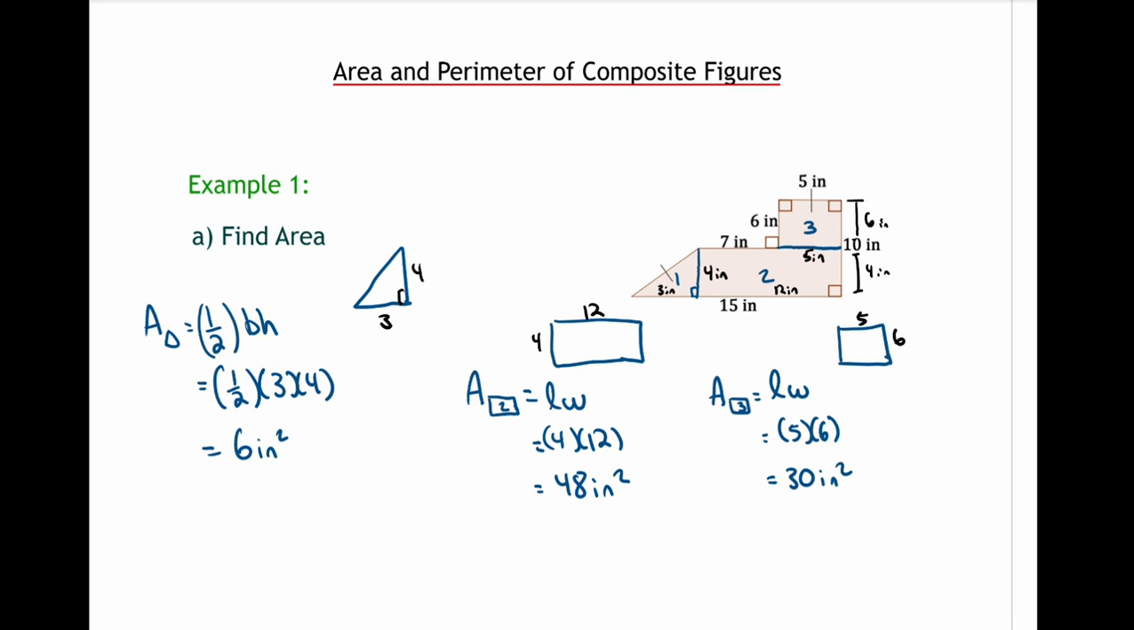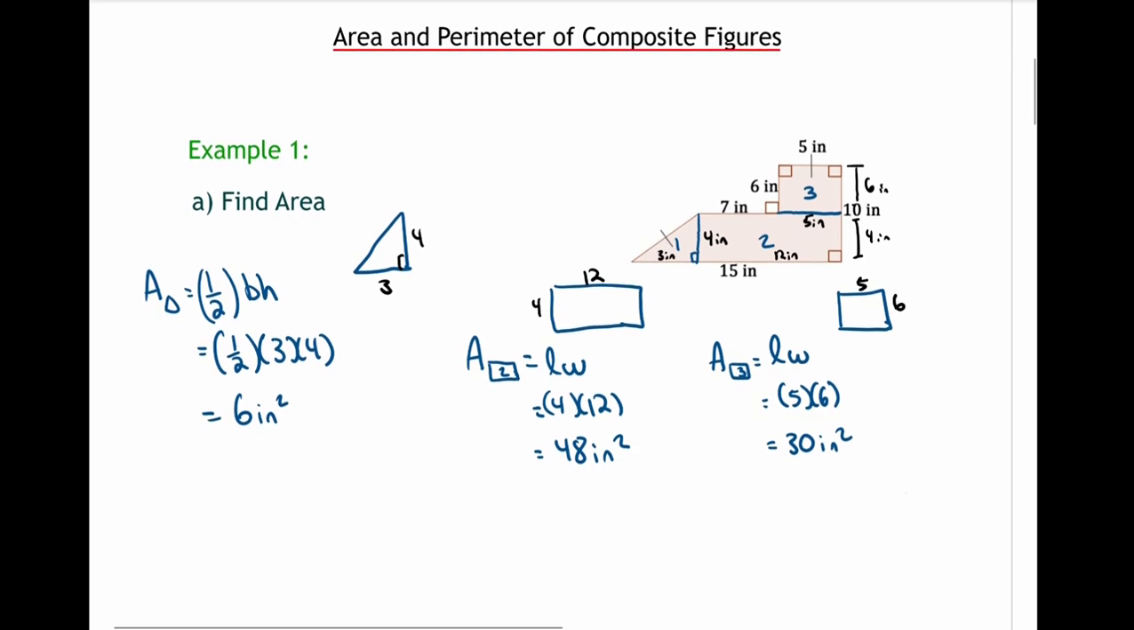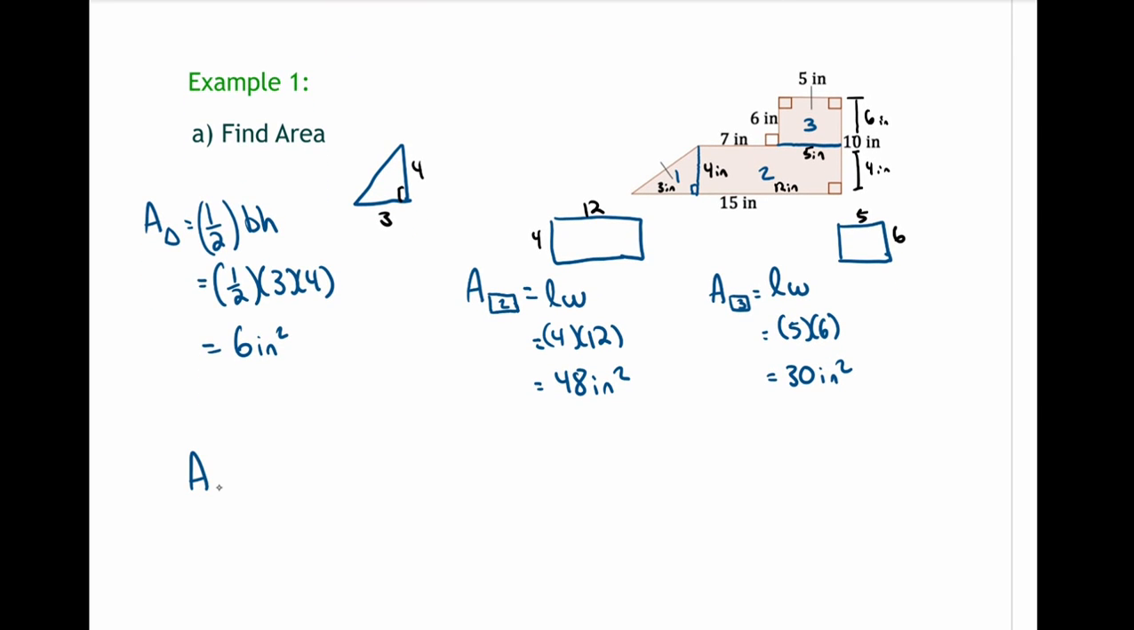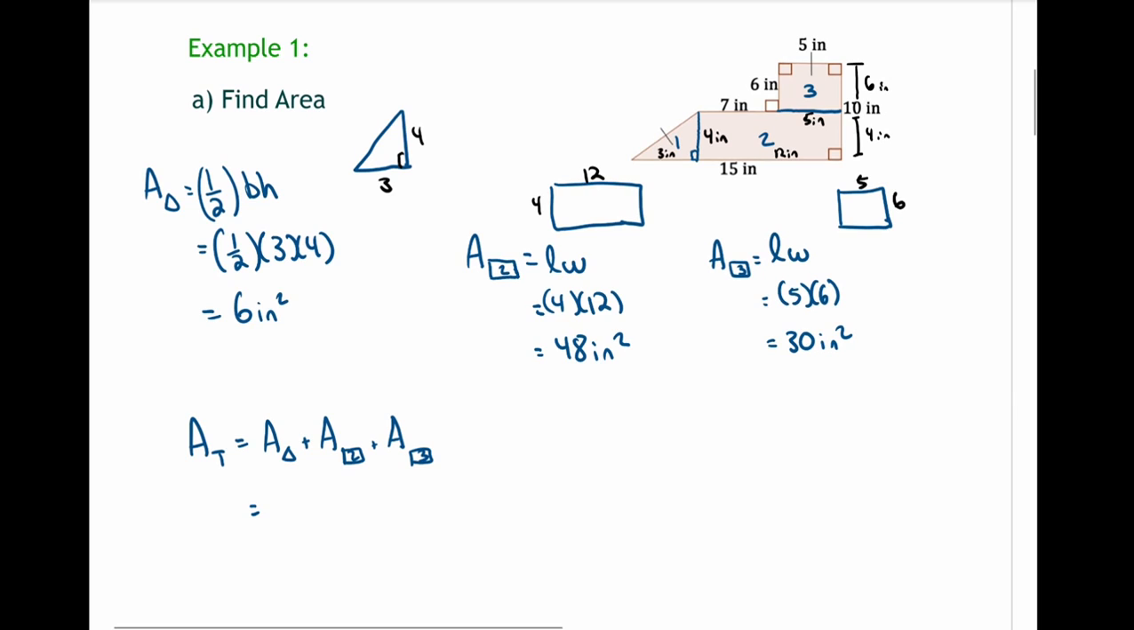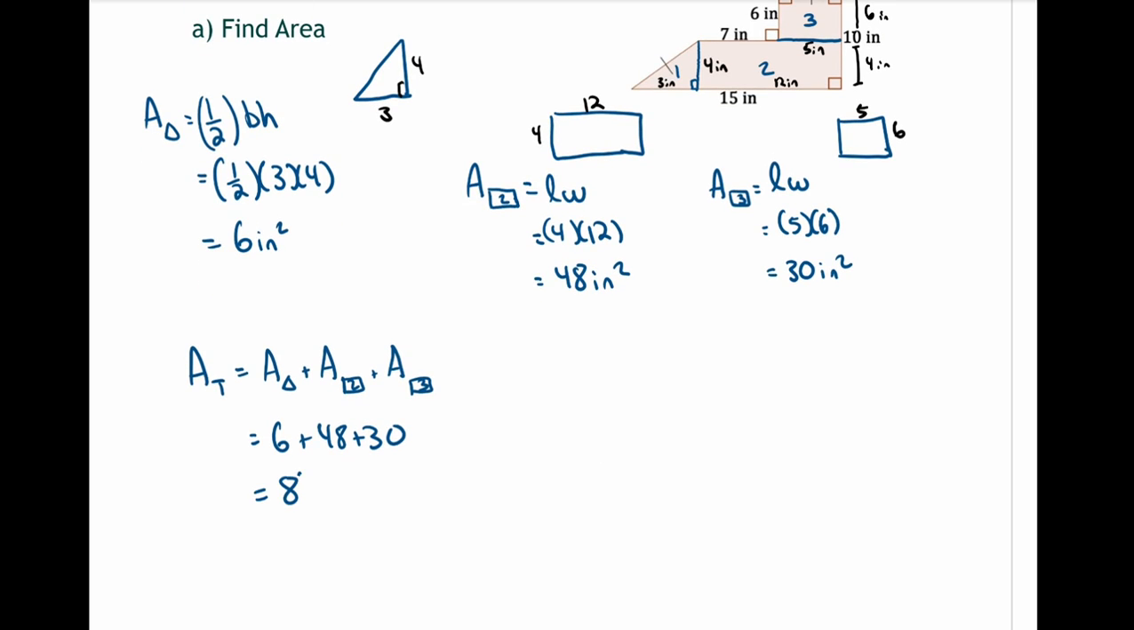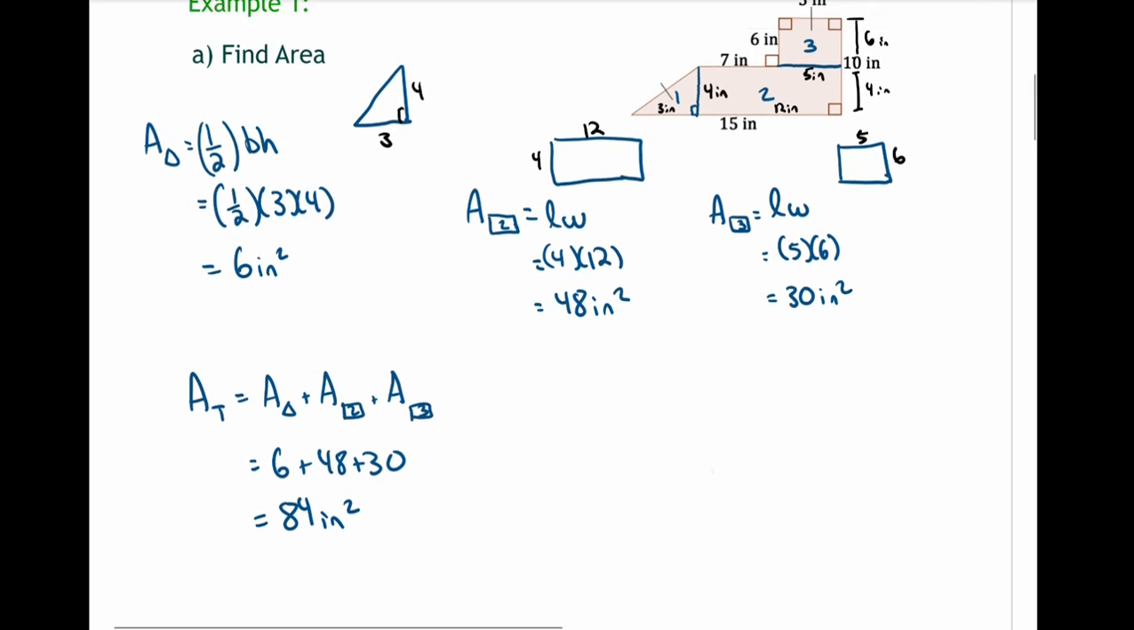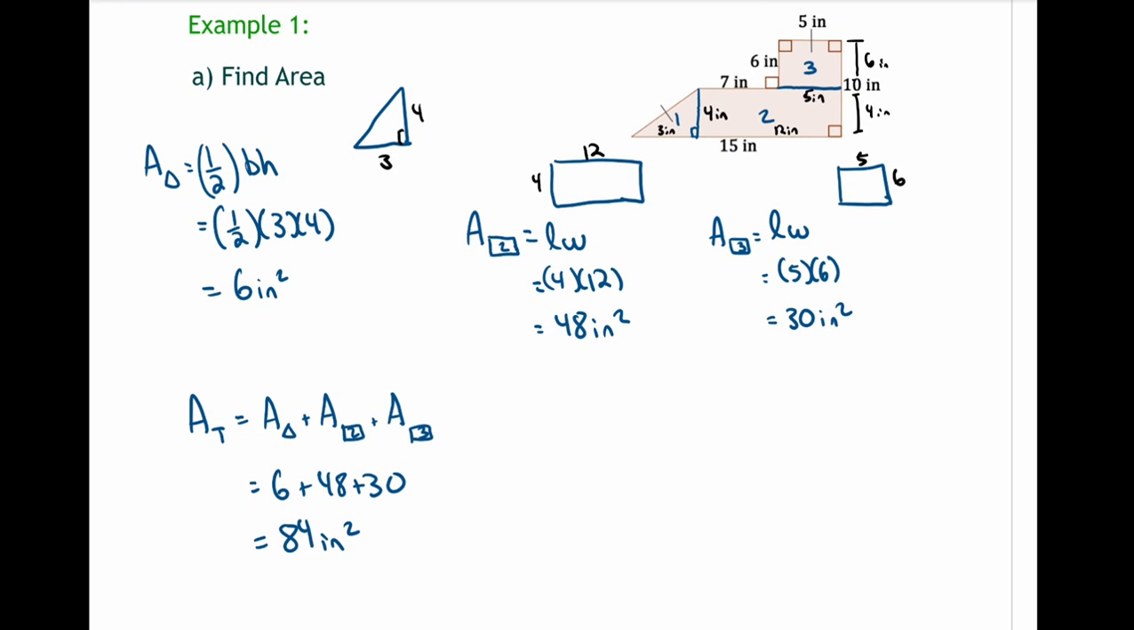Once I found the areas of all my 3 pieces, to find the total area of the entire shape, I just need to add all of them up. So the area of the triangle plus the area of the rectangle plus the area of the other rectangle, all added up, is going to be the area of my composite figure. So I have 6 plus 48 plus 30, which gives me a total area of 84 inches squared. And that's the area of this composite figure.